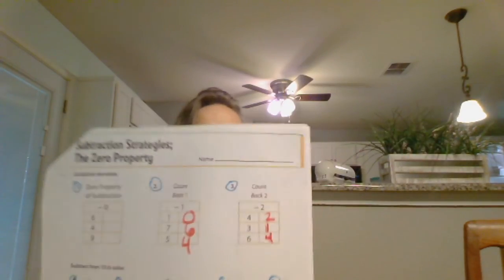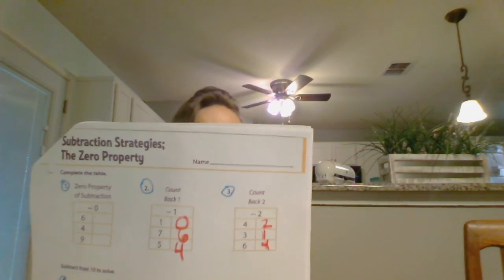All right, now you're going to count back 2. So I want you to fill out the whole box. I'm going to fill out my whole box and we'll see if you get it. 4, step back 2. 3, step back 2. Excuse me, 6, step back 2. All right, does yours look like this? Okay, good to go.